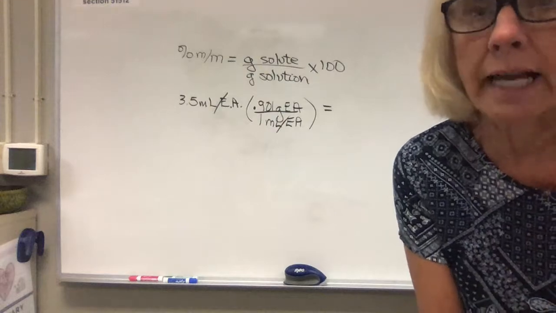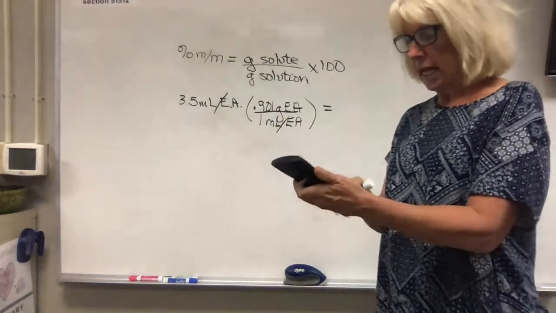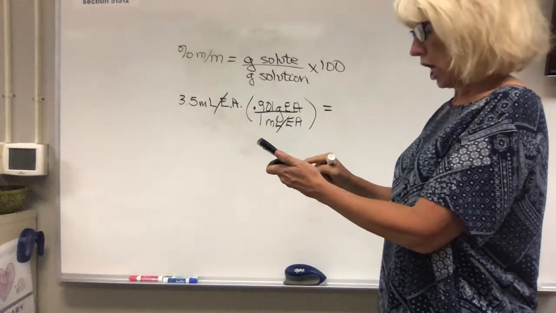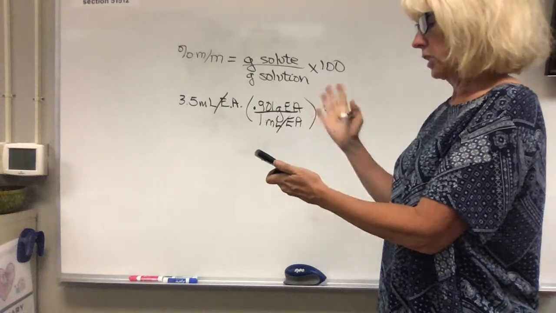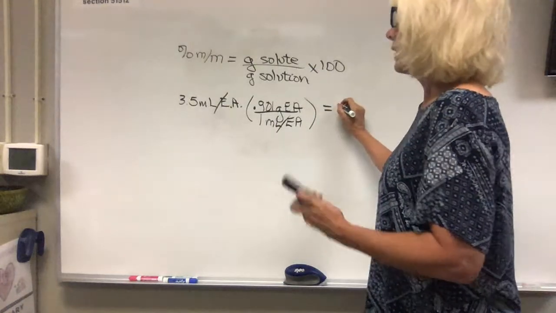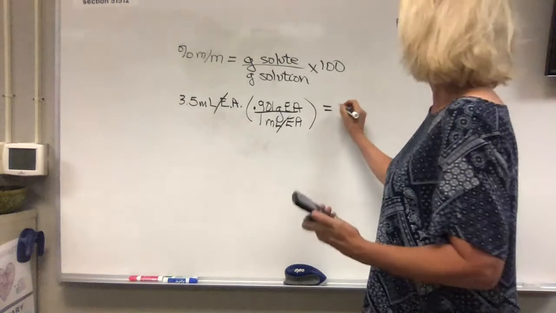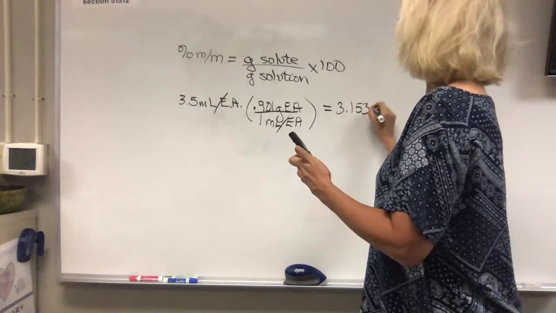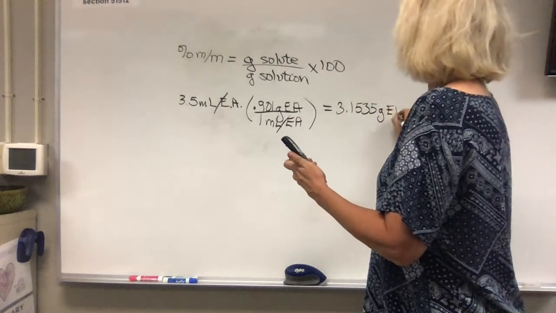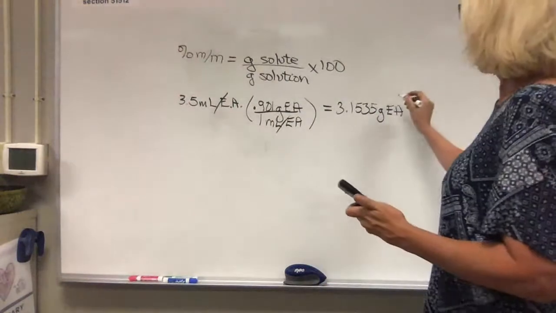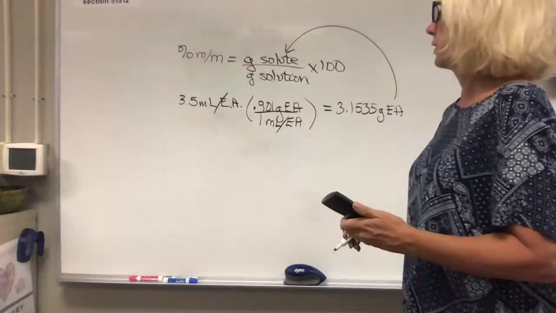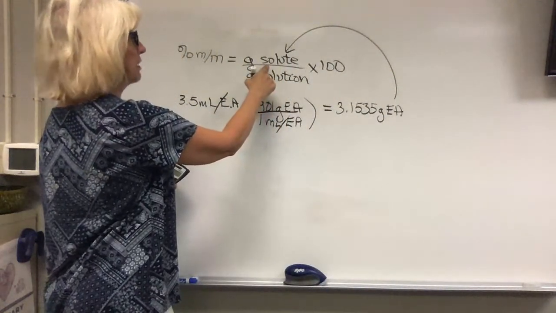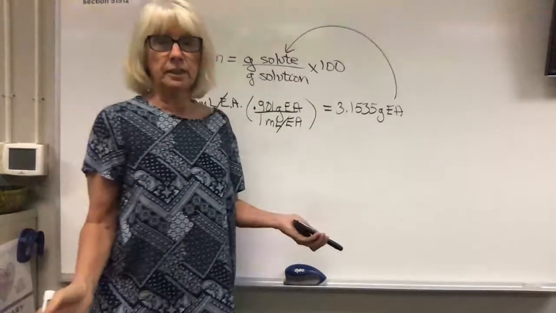So I'm going to take out my calculator so I don't have to pause this for you guys. And I have 0.901 times 3.5 divided by 1, and I get that if I add 3.5 milliliters of ethyl acetate, that's equivalent to 3.1535 grams of ethyl acetate. So now I have my grams of solute. So I have 3.1535 for the solute. Well, now I have to find the solution.